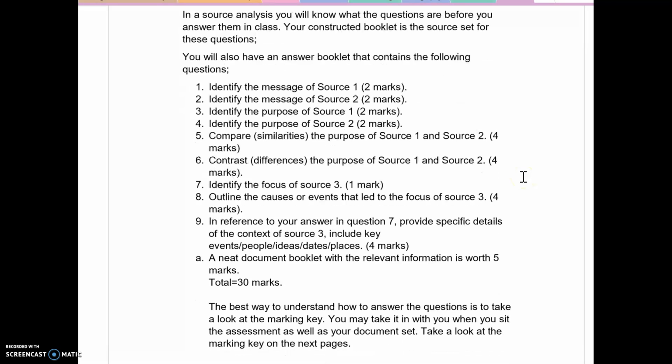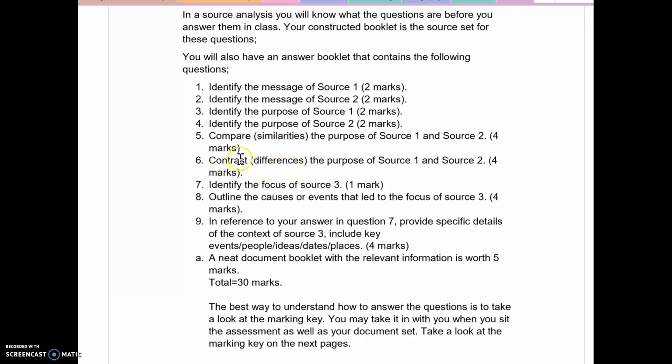So these are the questions, there's 9 of them, that you will be asked. You will need to identify the message of source 1. You will need to identify the message of source 2. You will need to identify the purpose of source 1. And you will need to identify the purpose of source 2. Then you must compare the purpose of source 1 and source 2. So there's got to be similarities between source 1 and source 2 in the purpose. And we'll look at what that means a little bit further on.